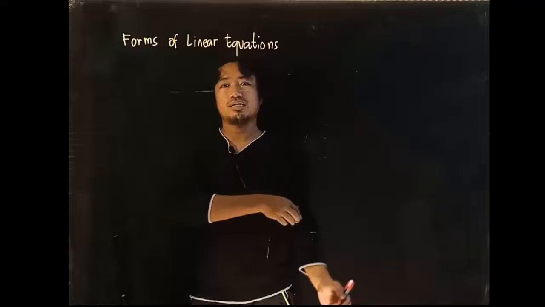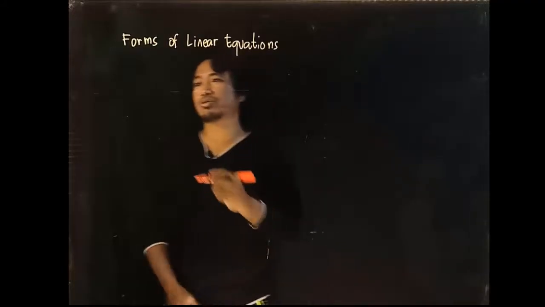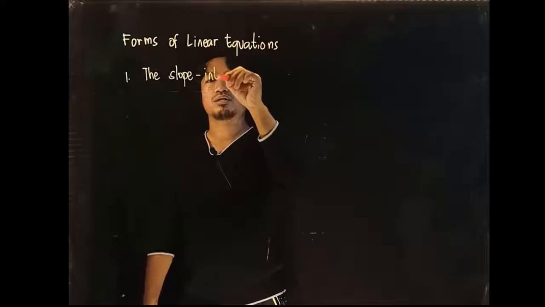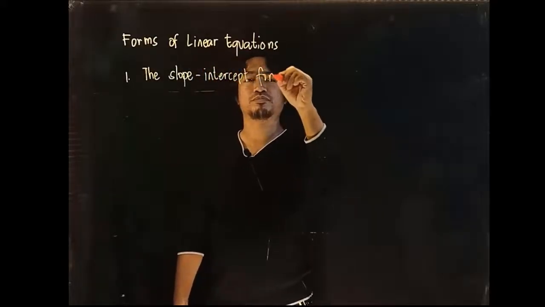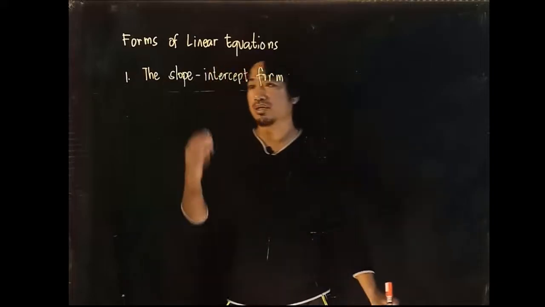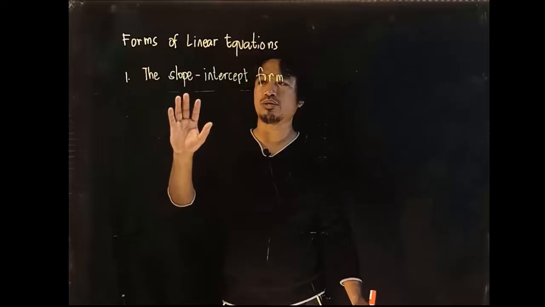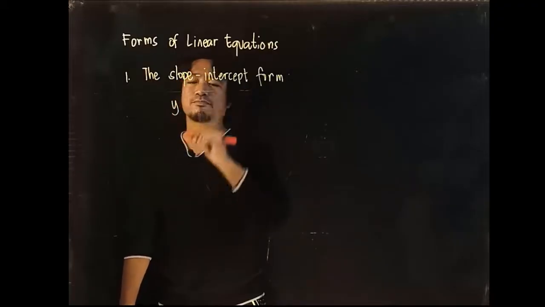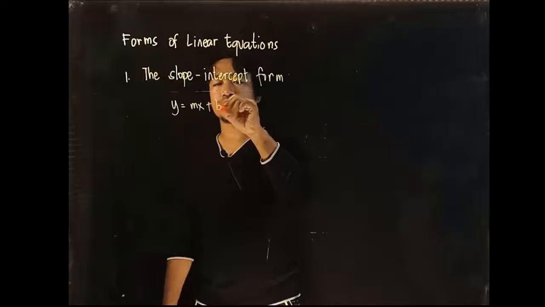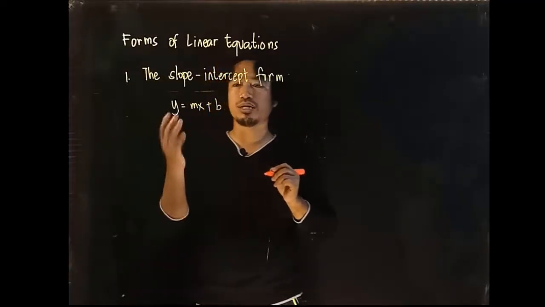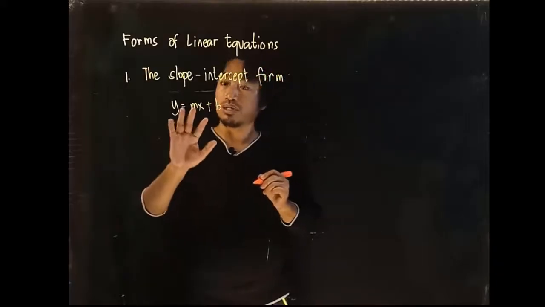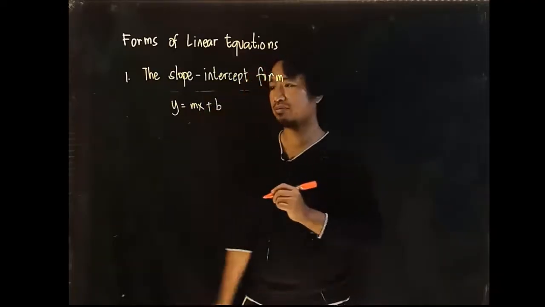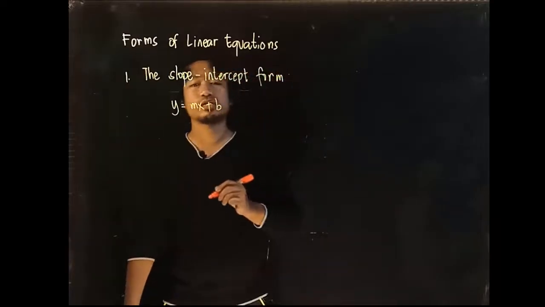Linear equations may take different forms. The first form we're going to cover is the slope-intercept form. The characteristic of this form is that the line will show its slope and its intercept. The form takes y equals mx plus b. This is called the slope-intercept form because the equation has m, which is the slope of the line, and b, which is the y-intercept of the line.